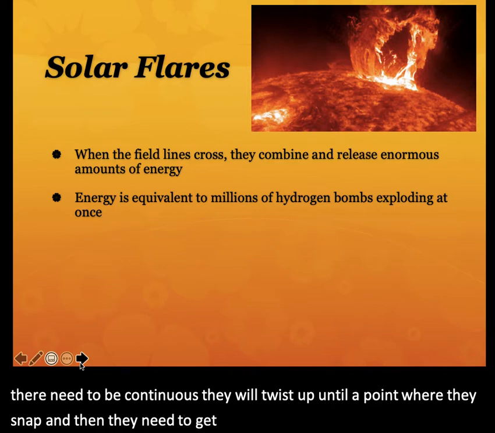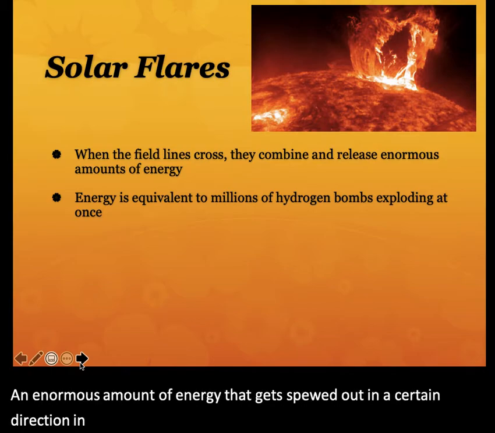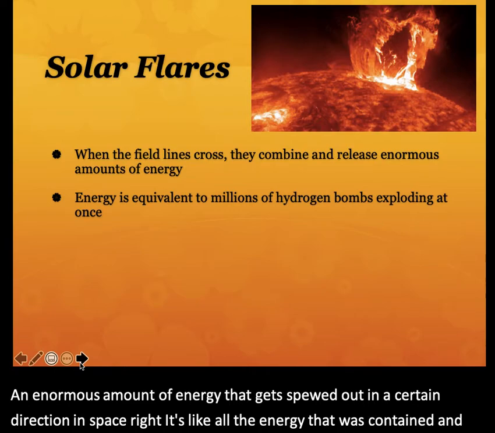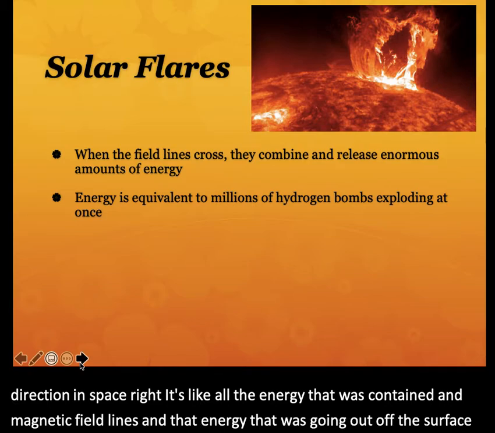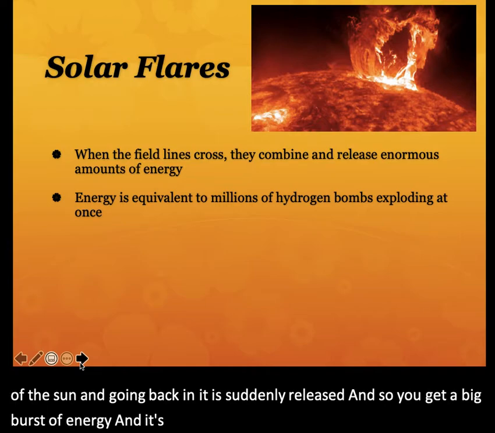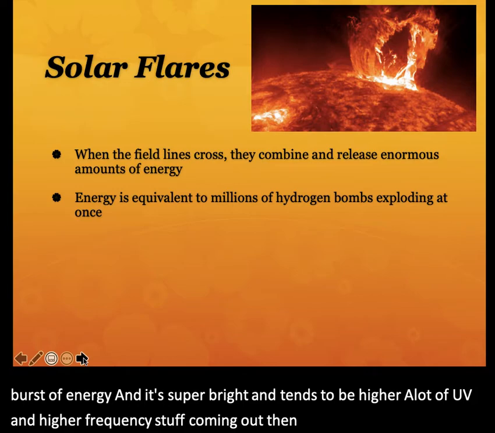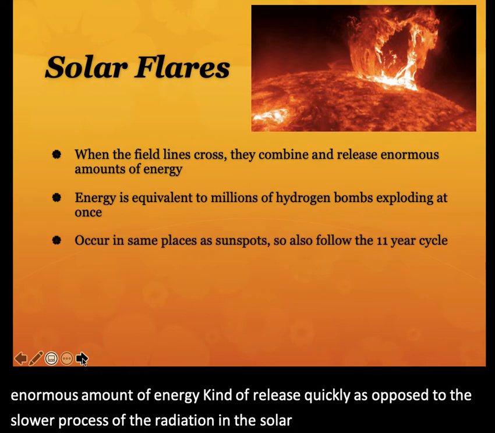And at that point, you get an enormous amount of energy that gets spewed out in a certain direction in space, right? It's like all the energy that was contained in magnetic field lines, going out off the surface of the sun and going back in, is suddenly released. And so you get a big burst of energy, and it's super bright and tends to be a lot of UV and higher frequency stuff coming out too. It's just an enormous amount of energy released quickly, as opposed to the slower process of the radiation in the solar wind, which is constant.